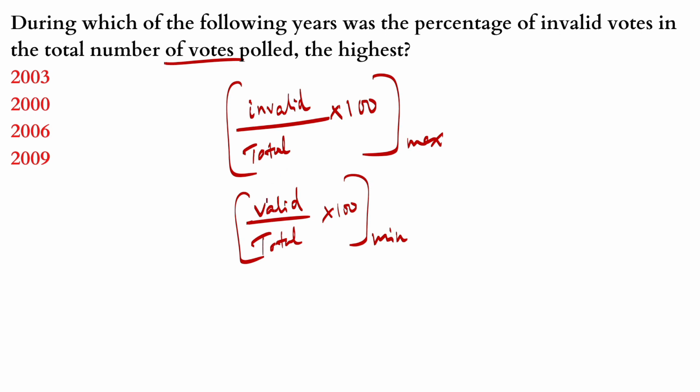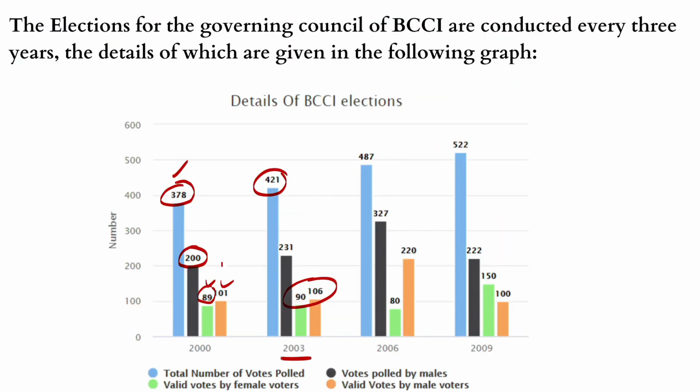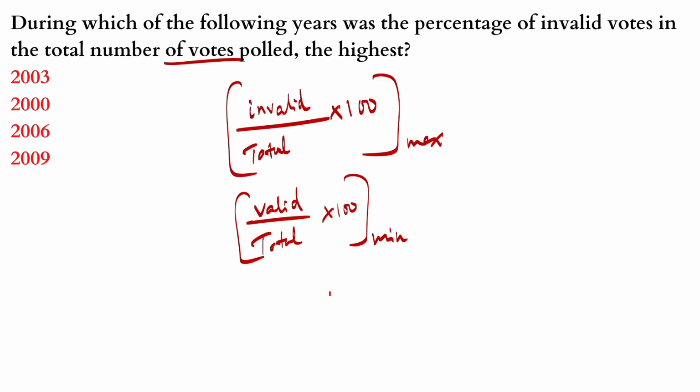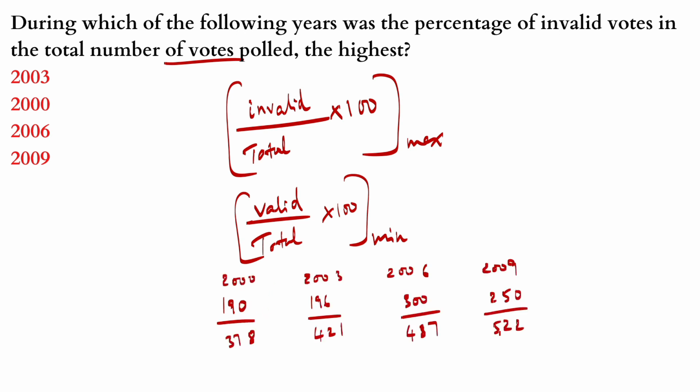So valid votes, it's easy to calculate now, because if we just add these two, then we'll get the number of valid votes. Add these two: 89 plus 101 for 2000, 90 plus 106 for 2003. For 2000 it's 190. I have added the total valid votes, and in the denominator I have taken the total number of votes of that particular year. To find the percentage, we must multiply with 100.